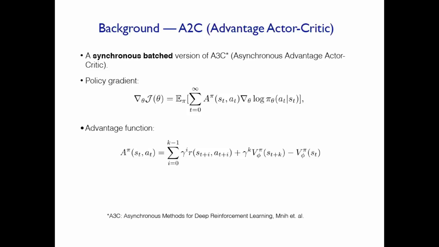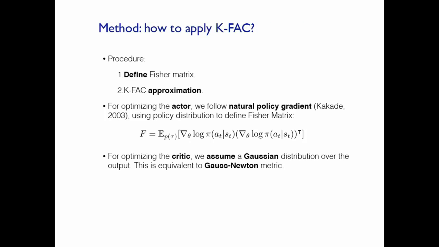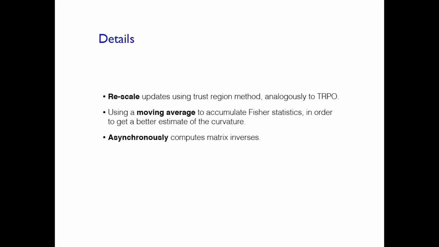advantage actor-critic. It is basically a distributed implementation of the actor-critic algorithm with n-step return as the advantage function. So how do we apply K-FAC to A2C? The procedure is pretty simple. You first need to define the Fisher matrix, and then you just apply the K-FAC approximation. For optimizing the actor, we follow the natural policy gradient, where we use the policy distribution to construct the Fisher matrix. And for optimizing the critic, we assume a Gaussian distribution over the output and use that output distribution to construct the Fisher matrix. This is equivalent to the Gauss-Newton metric.